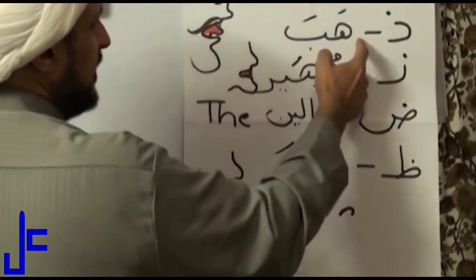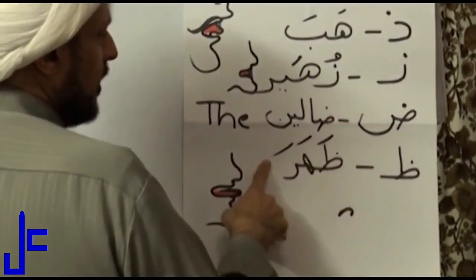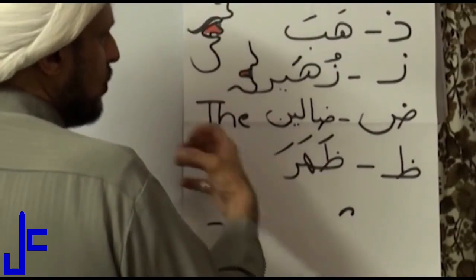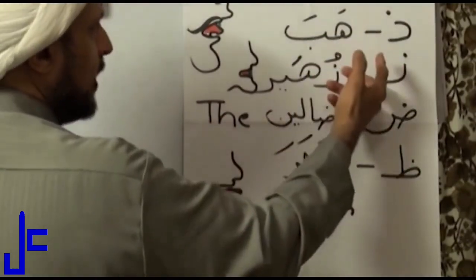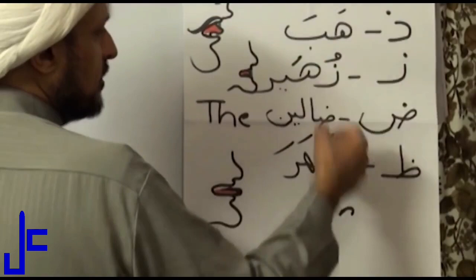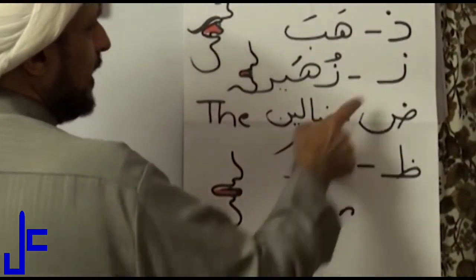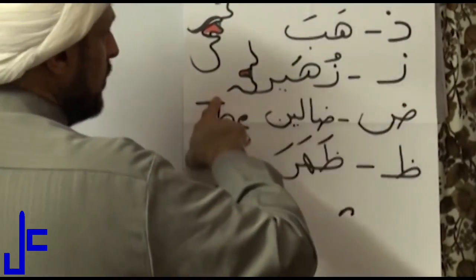It's light. But then this one, dhahara, the tongue is pretty much out. That means it's a stressed letter. Dhahara, dhahara, dhahaba, dhahaba, light. Dhahara, there's a stress. So the tongue is further out. And then the tongue is not out at all.